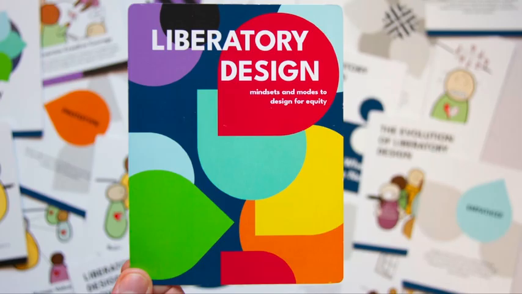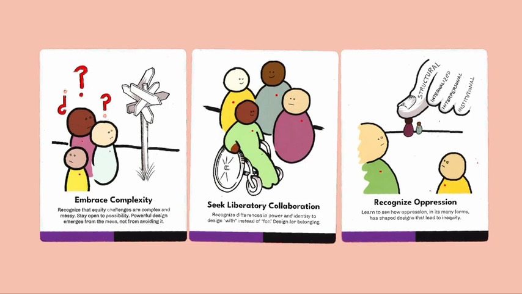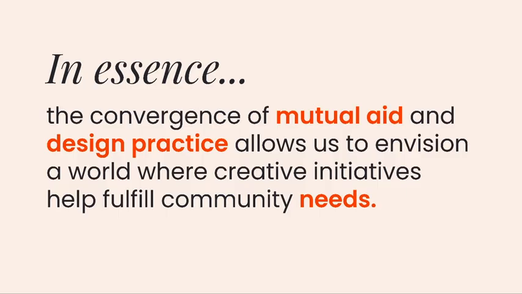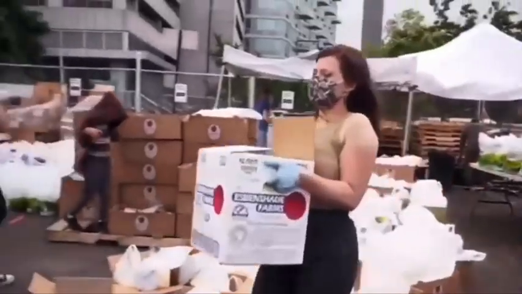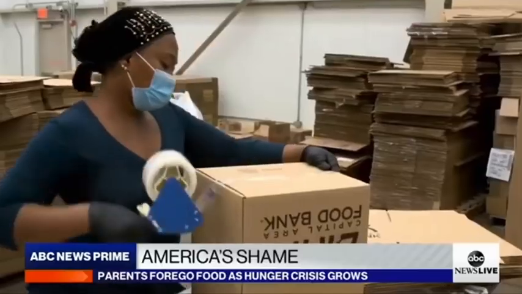3. We can design systems for change. The National Equity Project's Liberatory Design Deck challenges individuals to disrupt inequity through design. This process requires that creatives dismantle biased approaches to problem solving to transform power structures between those who design and those impacted by design. In essence, the convergence of mutual aid and design practice allows us to envision a world where creative initiatives help fulfill community needs. Liberatory mindsets based on collaboration, empathy, iteration, and curiosity enable designers to create with communities, not for communities, to build a more equitable future.